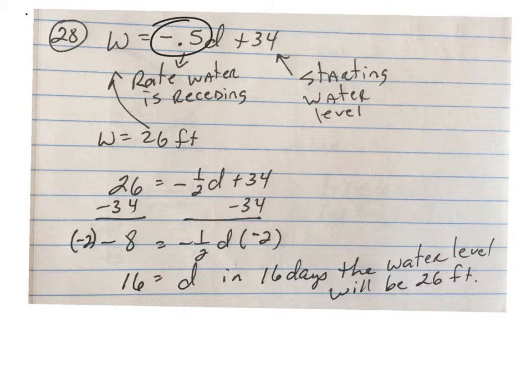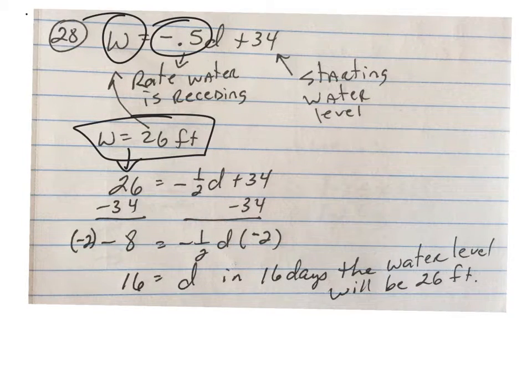Now, if you notice, the W represents the water level. So we want to know when the water level is 26. So I replace W with 26. I bring down the equation, and instead of -0.5, I wrote -1/2.